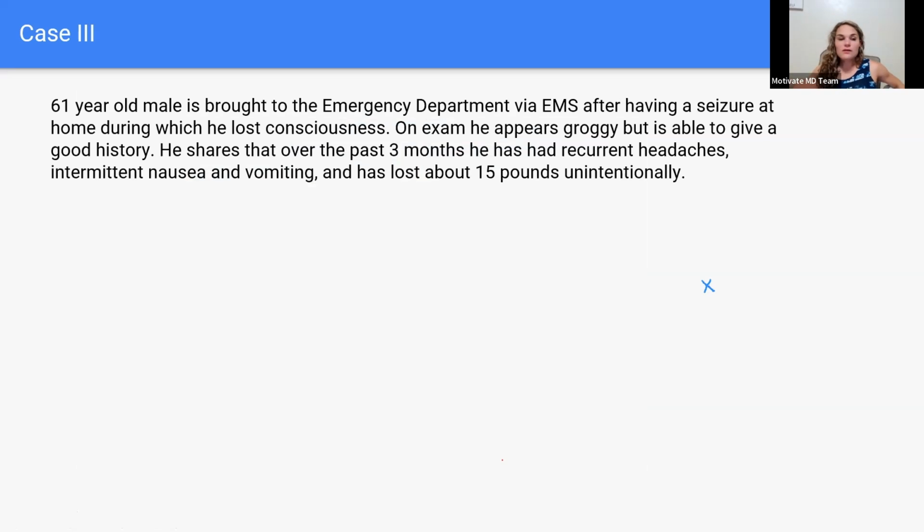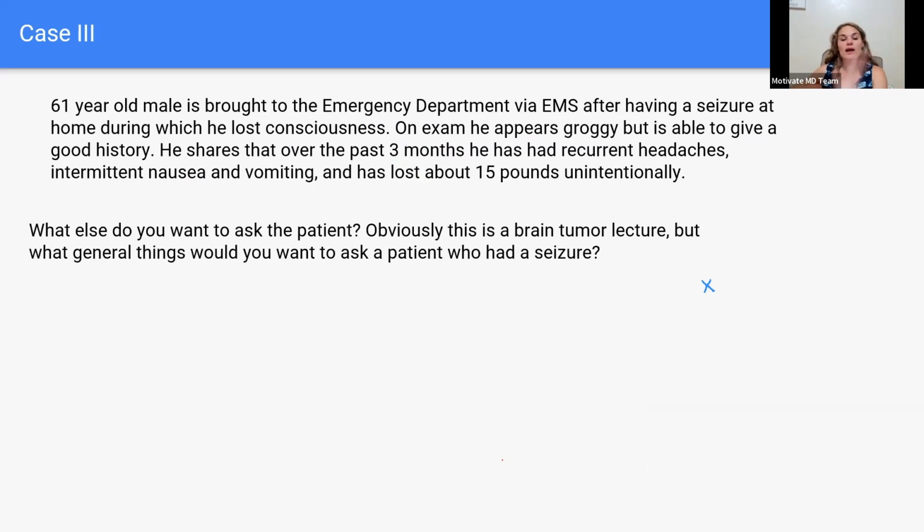Okay, case 3. So we have a 61-year-old male. He's brought to the emergency department by emergency medical services after having a seizure at home, and he lost consciousness. On exam, he appears groggy, but he's able to give a good history. He says, over the past 3 months, doctor, I've had some recurrent headaches, some nausea, some vomiting, and I've actually lost 15 pounds unintentionally.